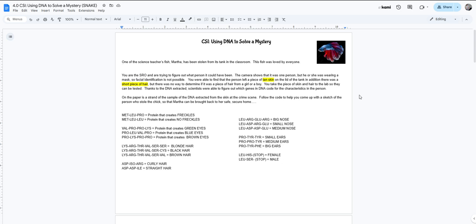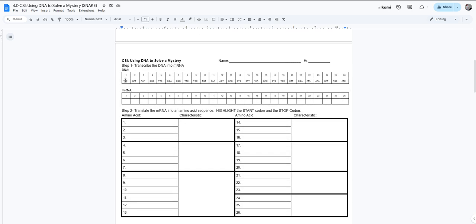You need to transcribe and translate it in order to figure out what traits this person has. So on the second page, we have our DNA strand here. We have 26 sets of 3. In each box down here, you need to write your mRNA. So you are transcribing into mRNA. So we're going from TACGs to UACGs. And each number here corresponds with one of these numbers down here.